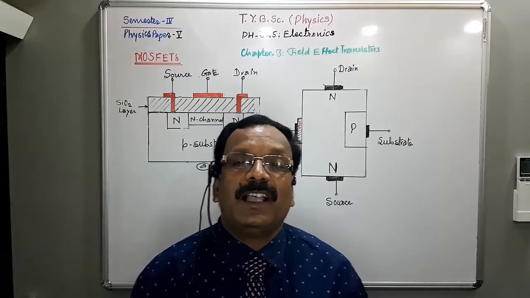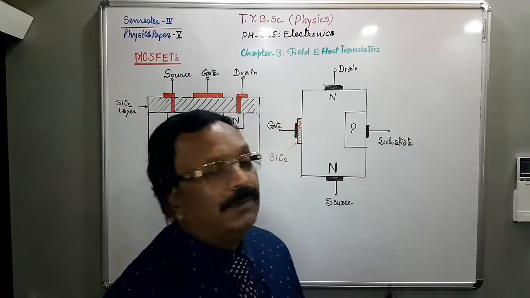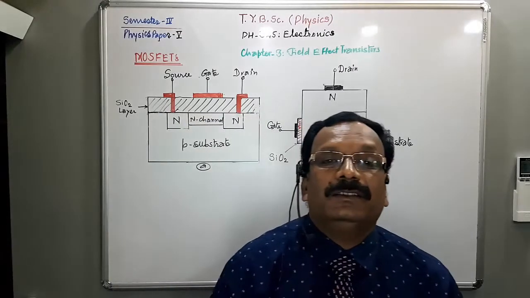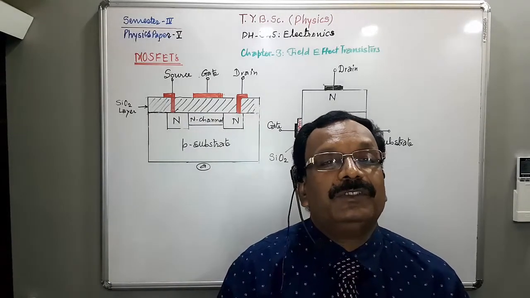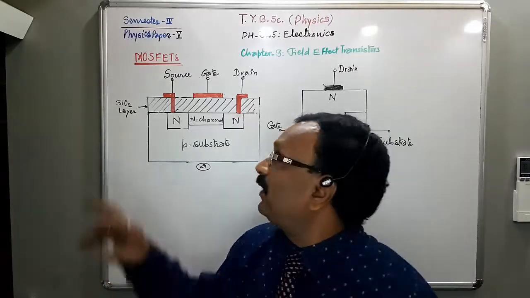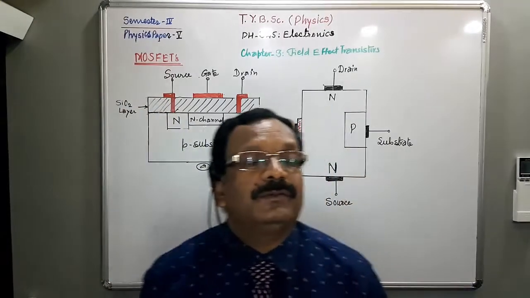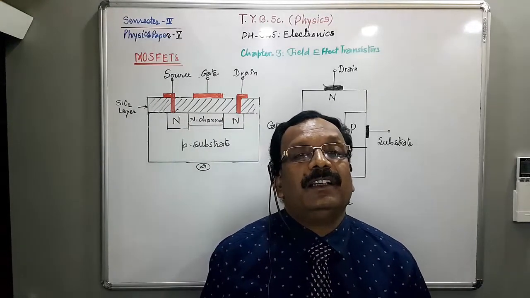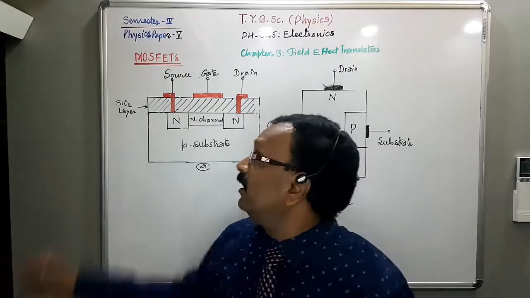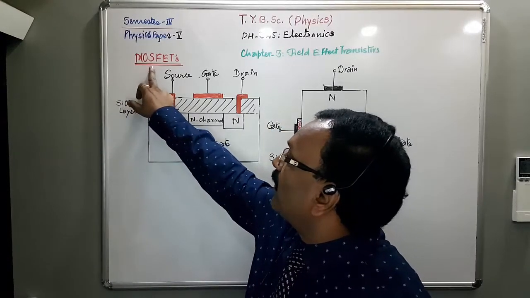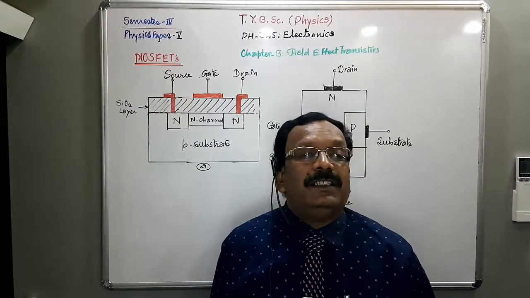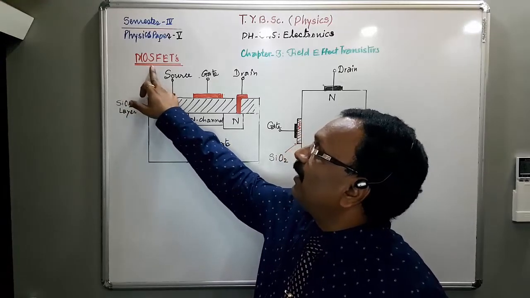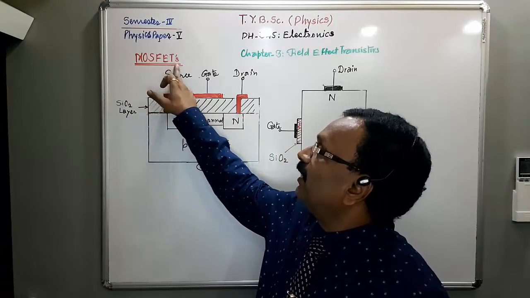Now we are in the last half of the chapter, that is field effect transistor. Here today we are going to study about MOSFETs, metal oxide semiconductor field effect transistor. MOSFET is the abbreviation of metal oxide semiconductor field effect transistor.